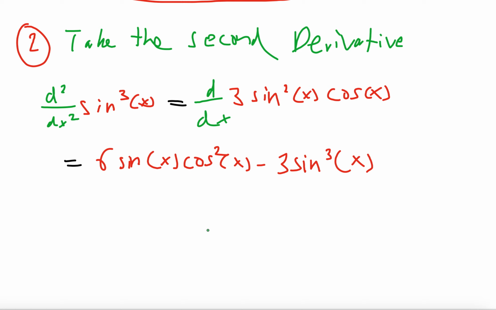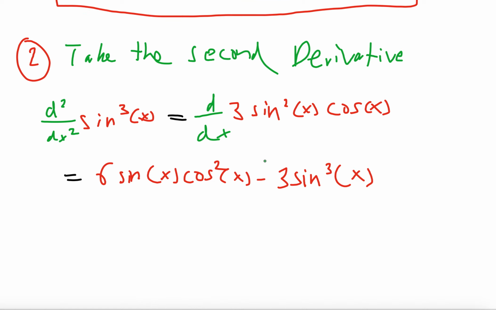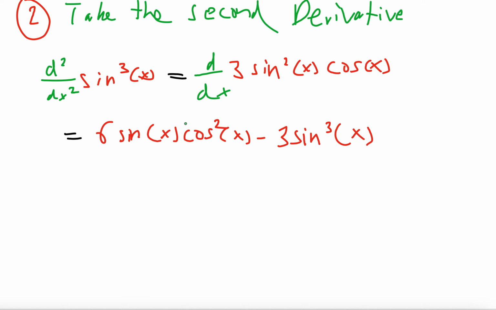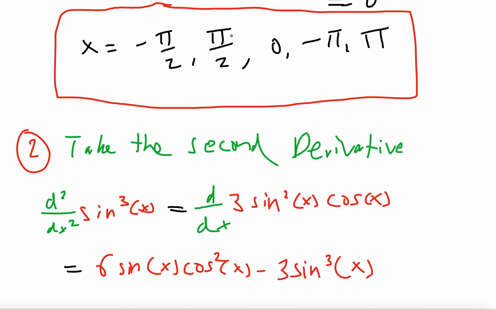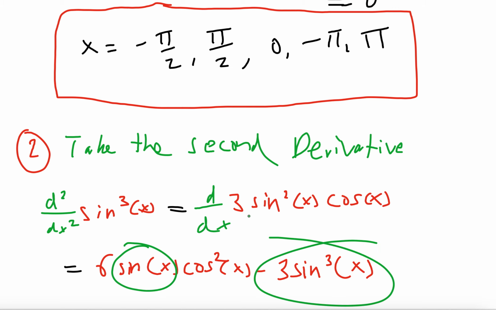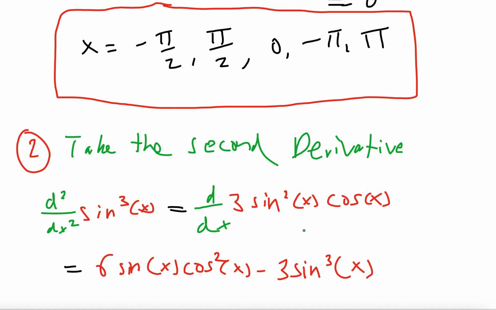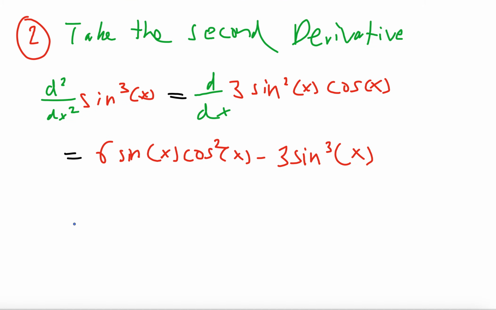Wait, let's see, did I do that right? Yeah, I think so. All right. So what we get is 6 sine x cosine squared x minus 3 sine cubed x. You can factor out the 3, whatever. But now we're going to see what this is equal to by plugging in negative pi over 2, pi over 2, 0, negative pi, and pi. So as you can see right away, if you plug in 0, then the sine is going to become 0. And the same thing happens with negative pi and pi. So 0, negative pi, and pi all fail that second derivative test.